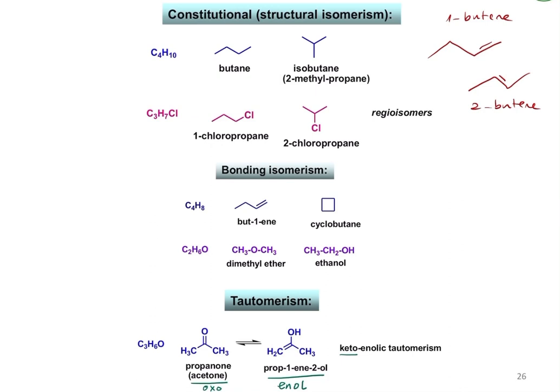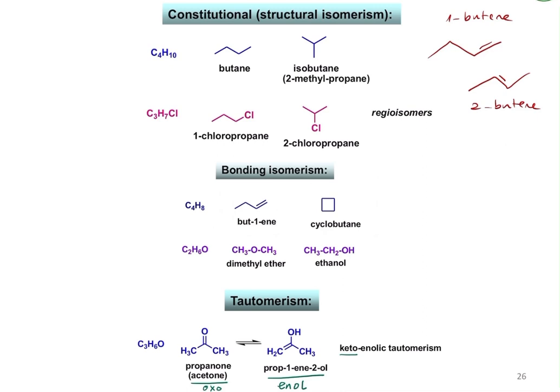The second one, bonding isomer. As you know, the bonding system changes. Usually, the functional group also changes. For example, if you see here is the alkene, here is cycloalkane. Butene, both of them have C4H8. It is alkene, it is cycloalkane. Both of them have the same formula, but different structure. Its functional group is alkene, its functional group is cycloalkane.